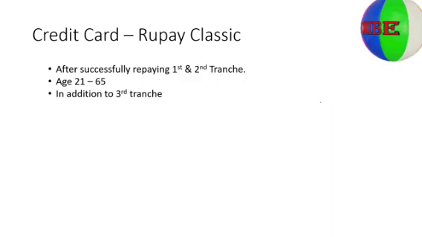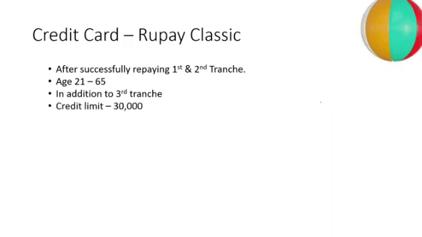So this credit card, those who have already availed third tranche or are eligible for it. This is in addition to third tranche, and credit card limit is 30,000. Credit card limit is 30,000, but initially no income proof is needed to apply. If they are eligible for third tranche, they are eligible for credit card also. It means those who have paid first tranche and second tranche regularly.